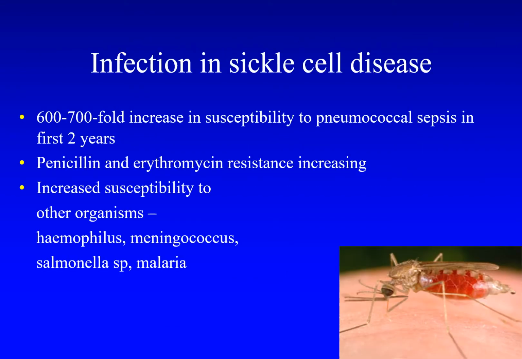There is a 600 to 700-fold increase due to susceptibility to pneumococcal sepsis, which is why it's especially good now that all children get Prevnar, and these children will also get the pneumococcal vaccine, the 23-valent, at 2 years of age and every 5 years after that. They also go on to penicillin, which is the benefit of the newborn screening program: that we pick these children up early, put them on penicillin early, not only just to counsel the families, but to ensure that they have adequate pneumococcal prophylaxis.